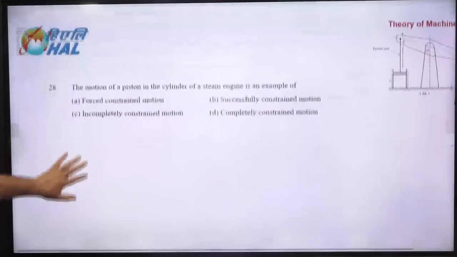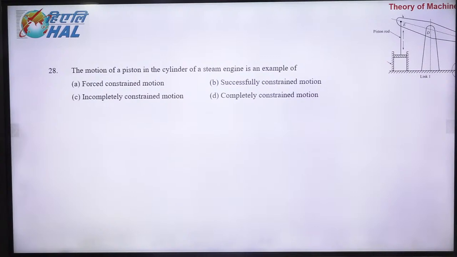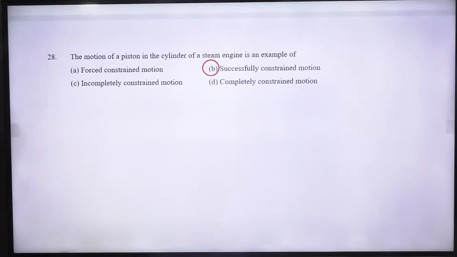Okay, let's go for next question. Motion of the piston in cylinder of a steam engine is the example of which of the following? What is the answer for this? Which pairing is this? This is successfully constrained motion. I discussed with you just now why it is successfully constrained motion.